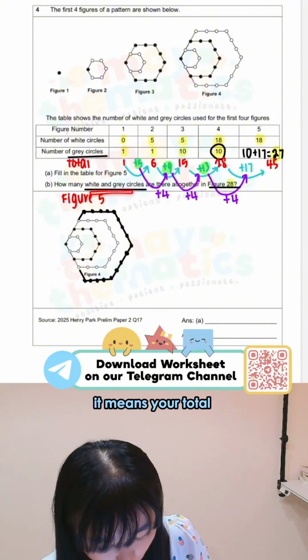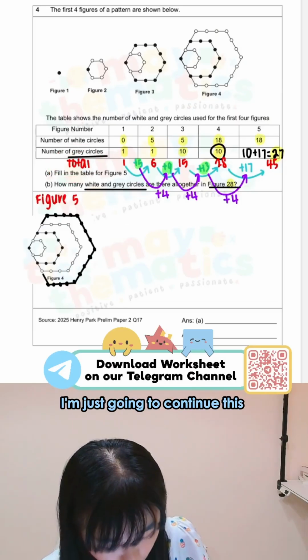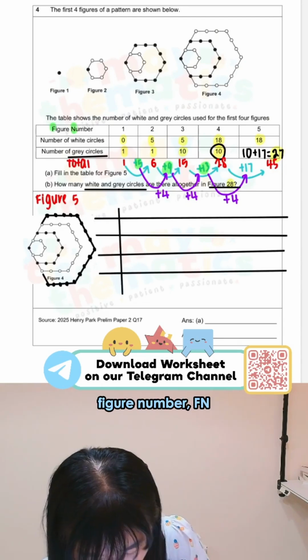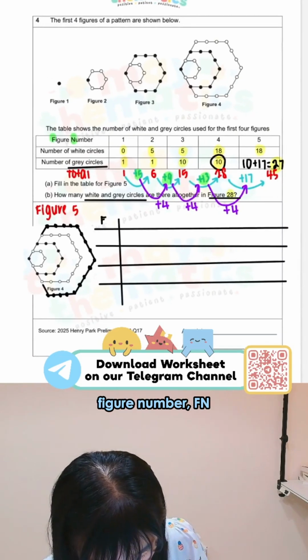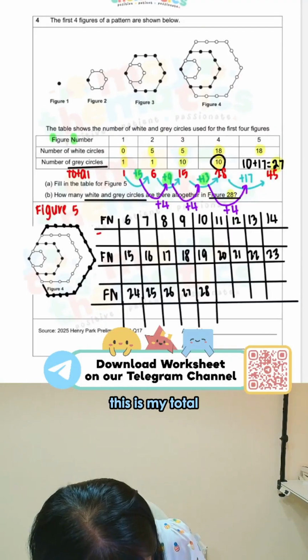If you want grey and white, it means your total. I already did until figure 5 now, right? I'm just going to continue this until figure 28. But to save time, this is what I'm going to do. Figure number Fn. I'm going to start after figure 5. Then here, I'm going to write this is my total.